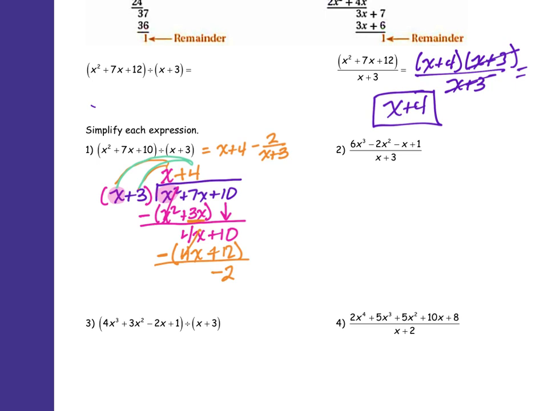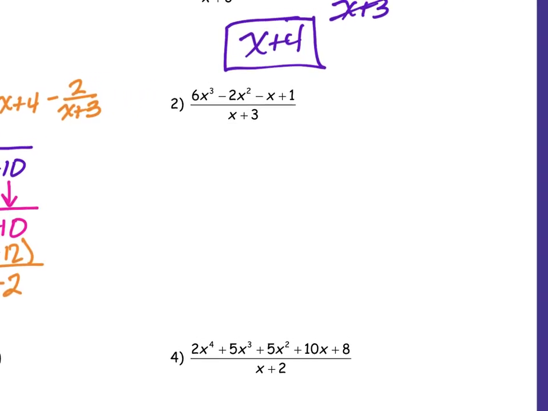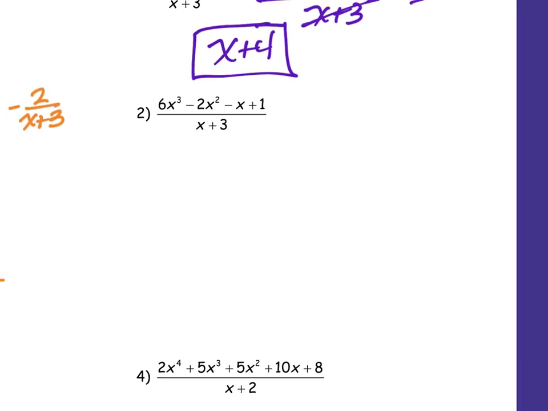Okay, any other questions? Okay, we're going to do long division one more time. This one's a little longer because it's an x cubed instead of an x squared, but it's still the same thing. So I'm just going to zoom in a little bit. I'm going to set it up the same way. So I've got 6x cubed minus 2x squared minus x plus 1 divided by x plus 3.